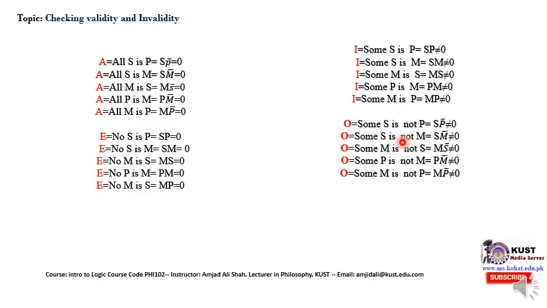Likewise, we have the O proposition, in which Some S is not P, SP bar is not equal to 0. It means that you are supposed to put an X in the area of SP bar. You can follow the same pattern: Some S is not M, SM bar is not equal to 0, and so on and so forth.